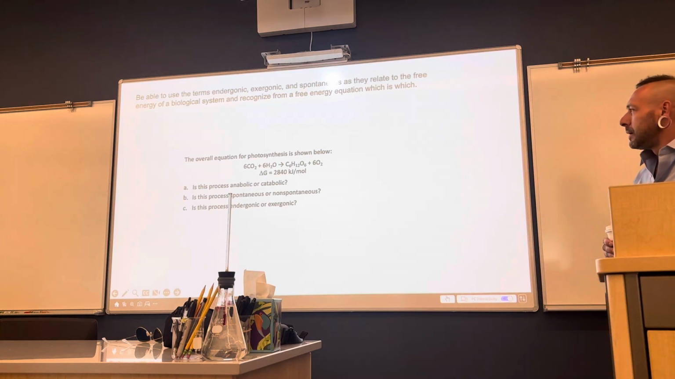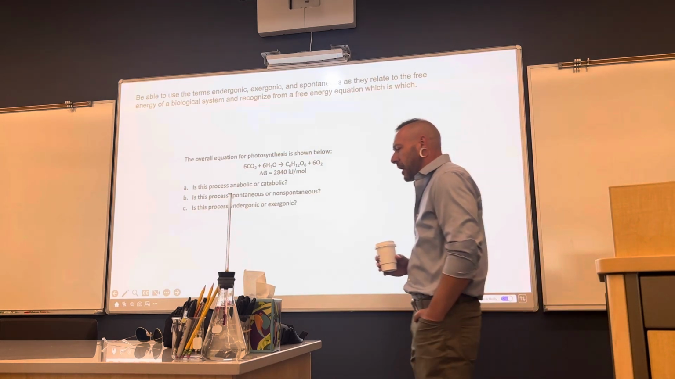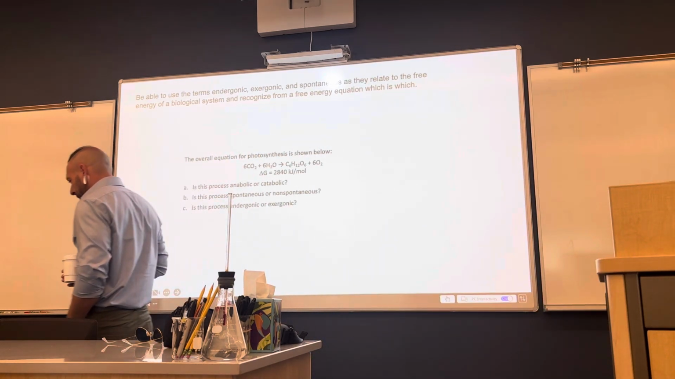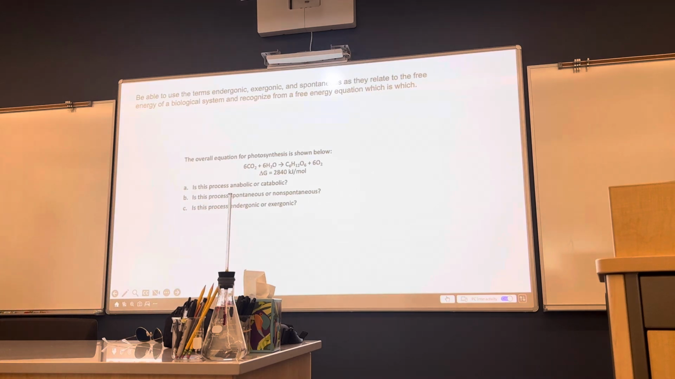Let's see here. This particular equation for photosynthesis that we have, is it endergonic or exergonic? How can we tell? Delta G is positive. That means it's endergonic. Is it catabolic or anabolic? Anabolic, which we already knew because it's photosynthesis. Spontaneous or non-spontaneous? Non-spontaneous. Those are all true statements.